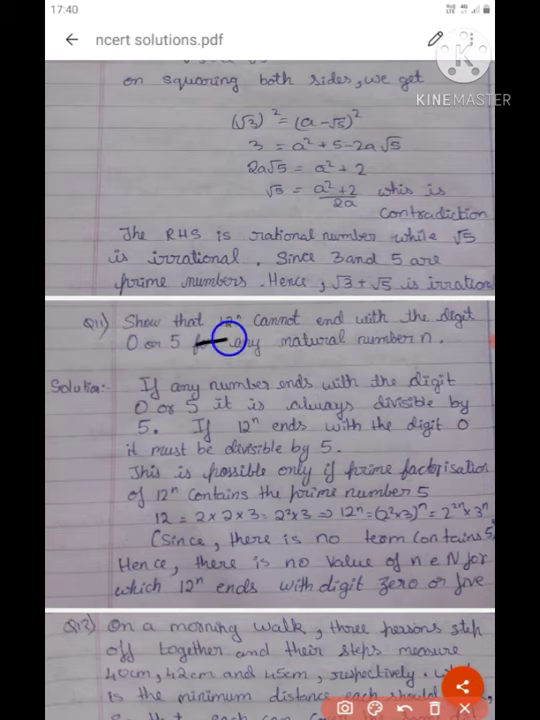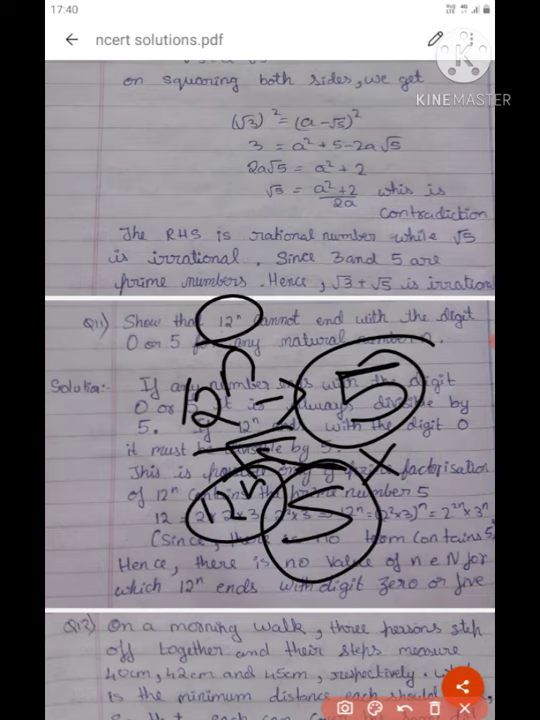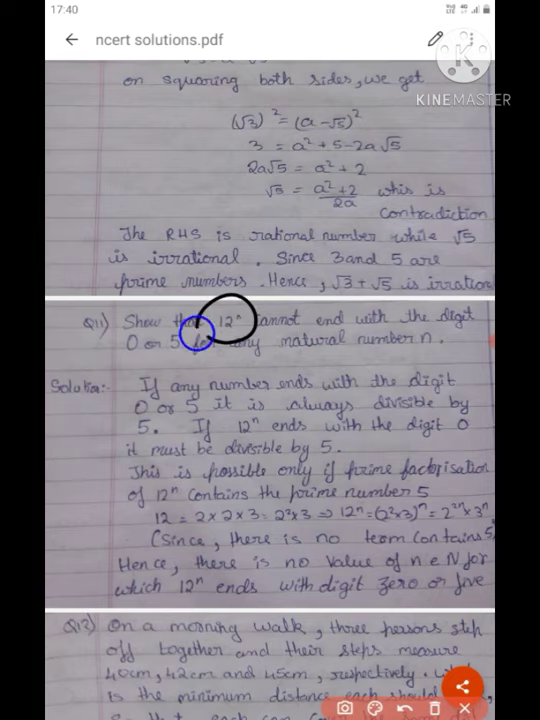So we have to prove that 12 power n is not divisible by 5. How can we prove? Now when we write the prime factorization of 12 power n, we shouldn't have 5 to be its factor. If we don't have 5 to be 12 power n's factor, then obviously it's not divisible by 5. If it's not divisible by 5, 12 power n is not ending with the last digit 0 or 5, right? So now we'll prime factorize 12 power n. How do you prime factorize 12 power n? First we'll prime factorize 12.